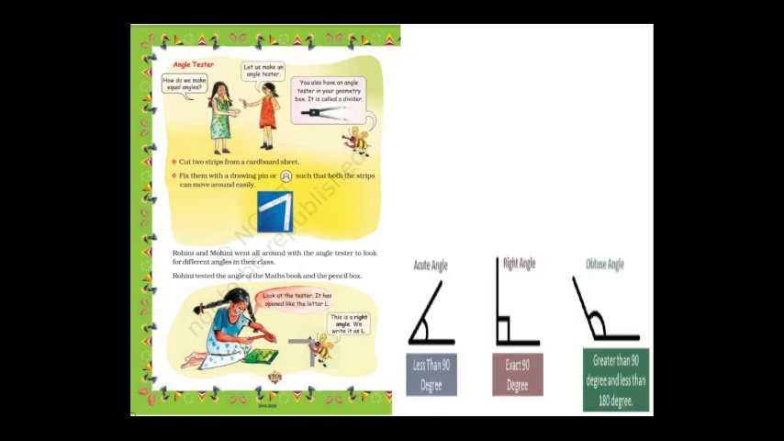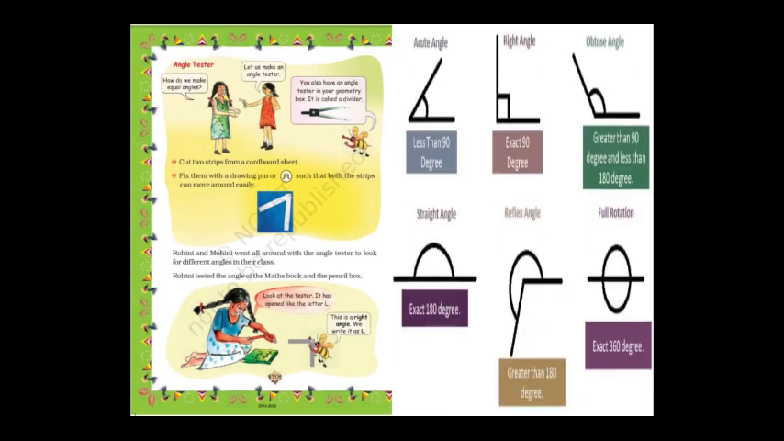Angle tester. See, if you have a compass, then see here. In this compass you can observe that it will become an angle, right? How do we make an equal angle? Let us make an angle tester. You also have an angle tester in your geometry box. It is called a divider. See, in your geometry box, two instruments are there. One is the compass. Another one is the divider. That one you call a divider. If you open the divider a little bit, it will make an angle.